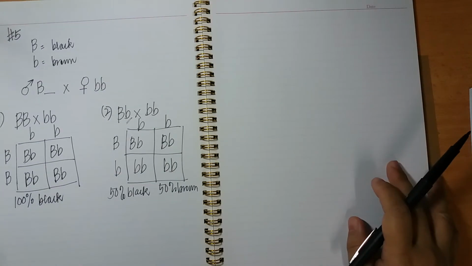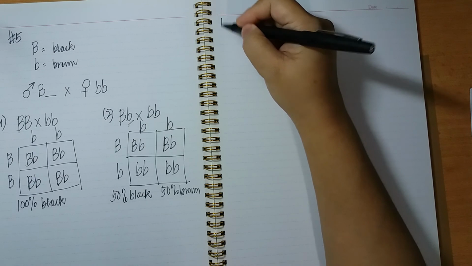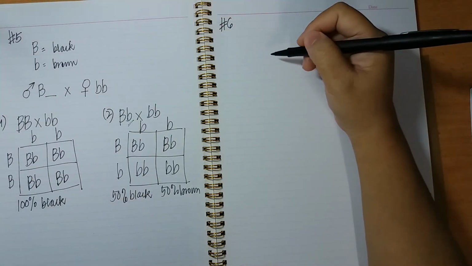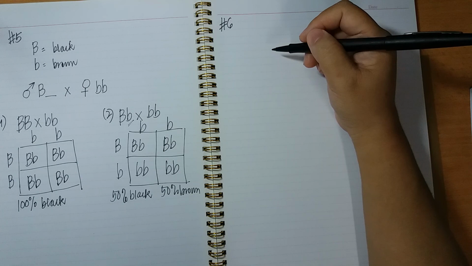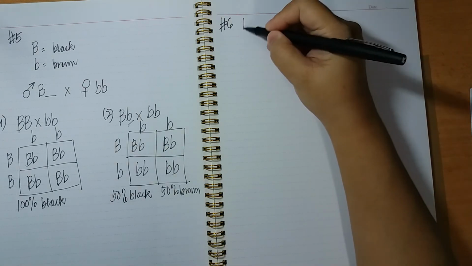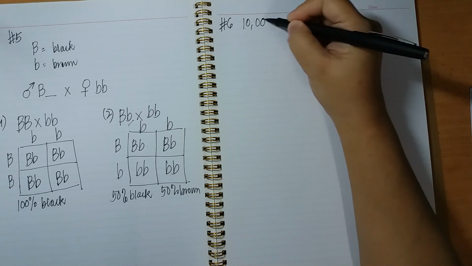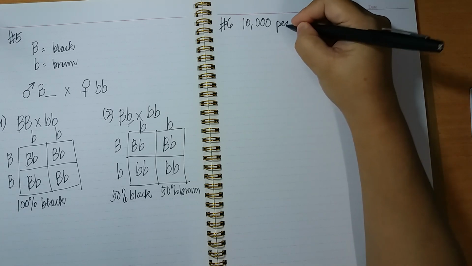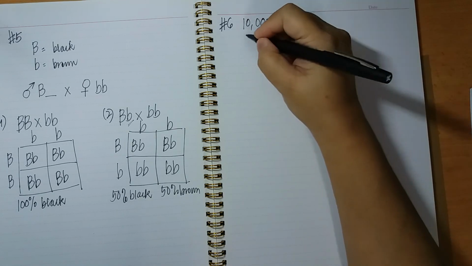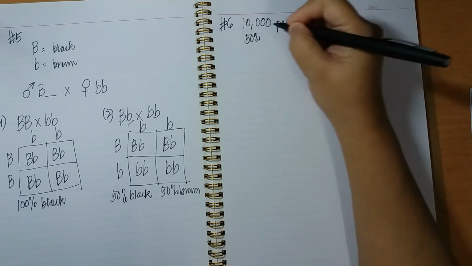Number 6. So, 2 questions lang naman tong test cross. Okay? So, let's proceed with number 6. Assume that 50% of 10,000 pea plant offspring are short. So, we have 10,000 pea plants. Okay. 50% are short.